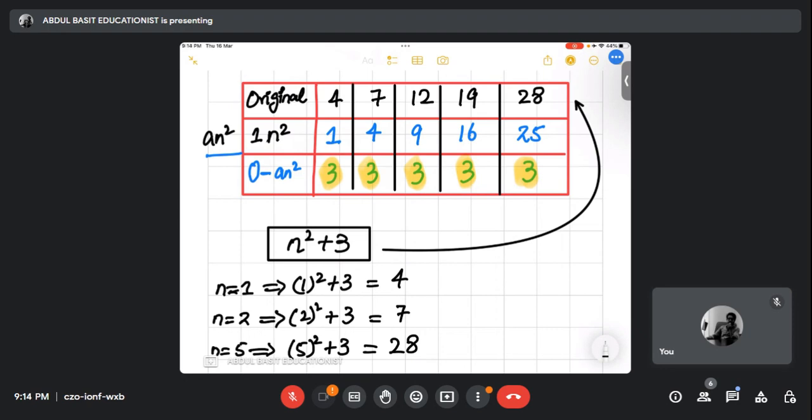Any particular question? Rida, look at the table very carefully and tell me. Sir, how did we get the n square plus 3? Beta, you can see that this 3 is the subtraction of the original and the n square. Yes or no? Yes, sir. So that is the reason I wrote 3 with the formula. Is this clear?